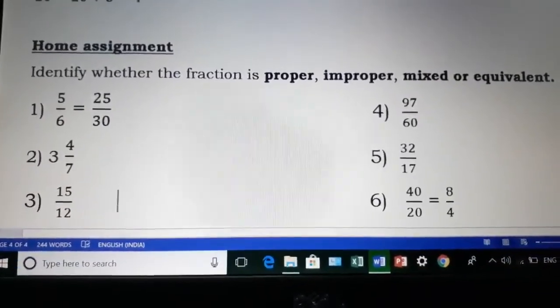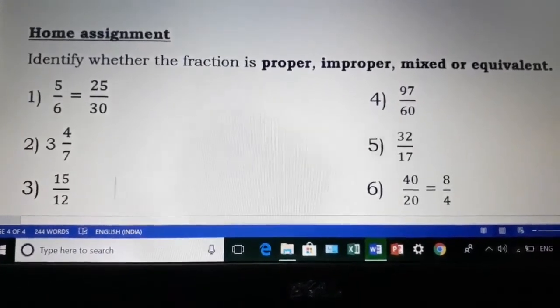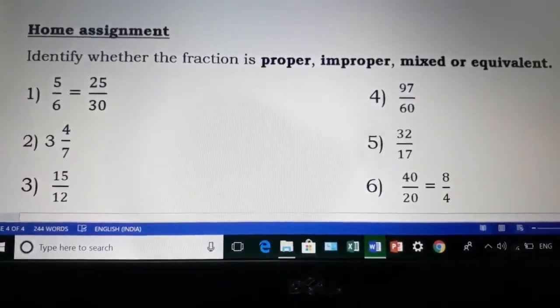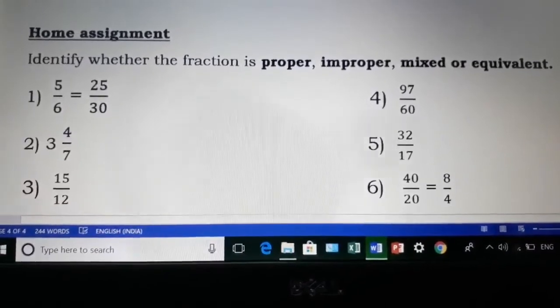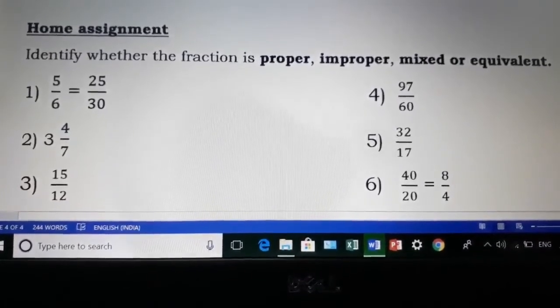Home assignment. Identify whether the fraction is proper, improper, mixed or equivalent. 6 questions are given to you. You identify the type of fraction.